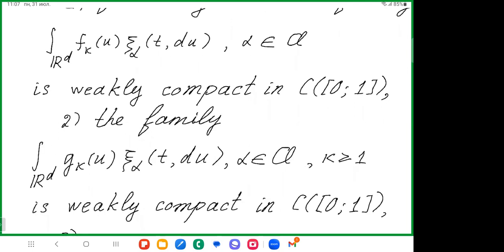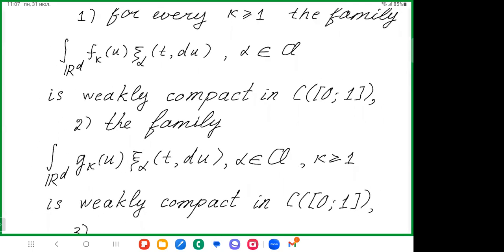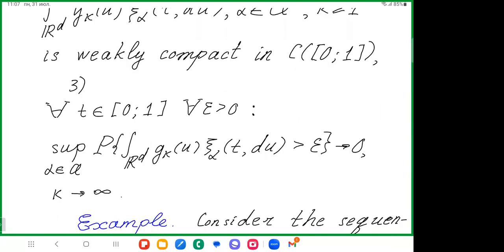And the third condition is related to compactness at a fixed interval, a fixed time point. And this is just convergence in probability to 0 of the remaining term. You remember these integrals from j_k, like remaining tails of probability distributions. So sup over alpha, this probability tends to 0.